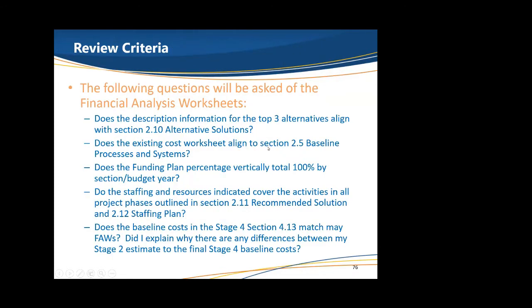So to go over some of those review criteria, next section, just real quick, we need to look at from a review perspective, do the top three alternatives align with section 210? Because in section 210, that's when they're describing their alternatives. Does the existing cost worksheet align with the baseline processes and system they're requesting, what they explained in their stage 2? Does the funding align vertically?